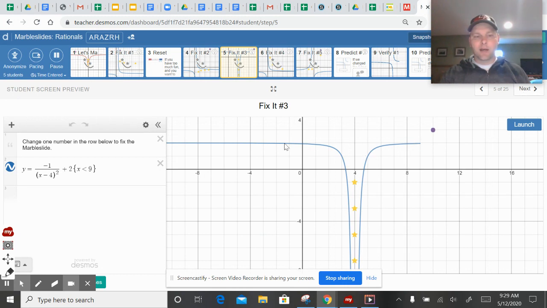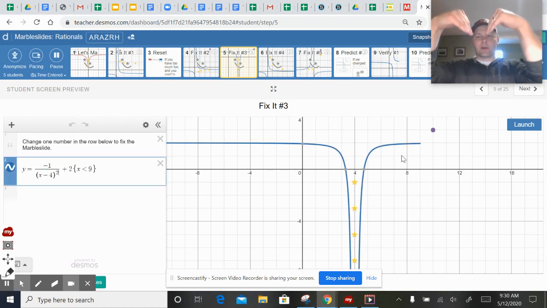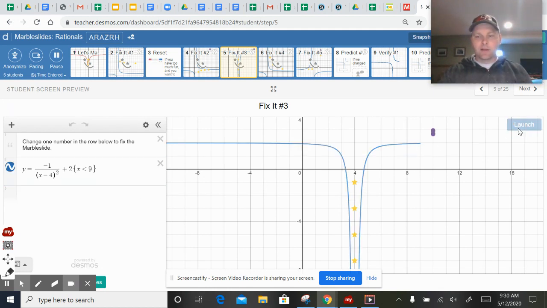All right. Fix it number 3. Now this graph is a little bit crazy. They've got an x minus 4 to the second power in there, and that's why it swoops down in both directions. You don't really need to worry about that too much. We need to know what to change about this so that we catch the marbles. Right now we're not catching them, and the reason is that the domain here is restricted. Remember, the domain is the numbers we're putting in for x into a function. This one is only graphing where x is less than 9. So I think if we change that to like 11 and then launch it, hopefully it should catch those things.